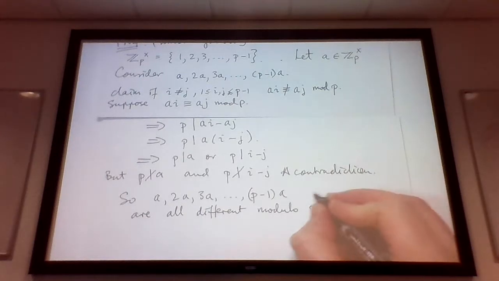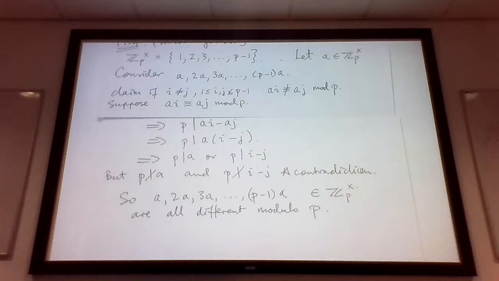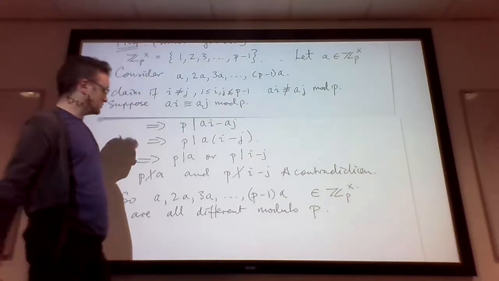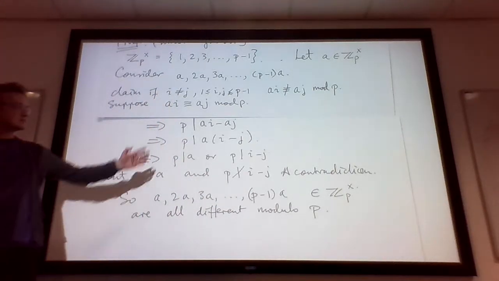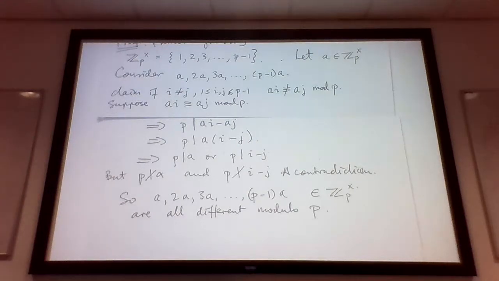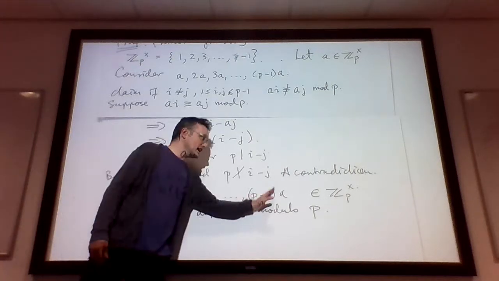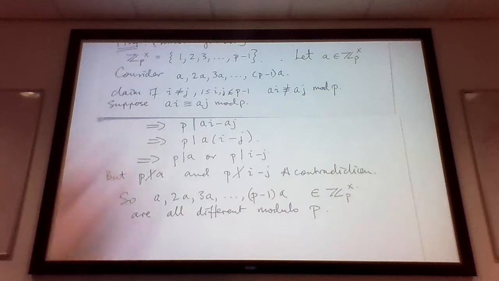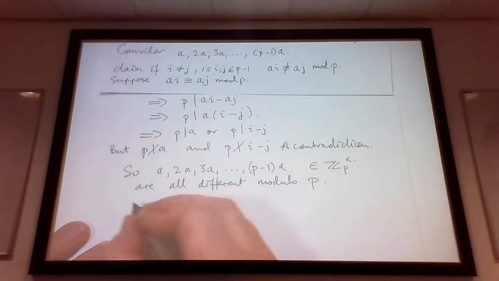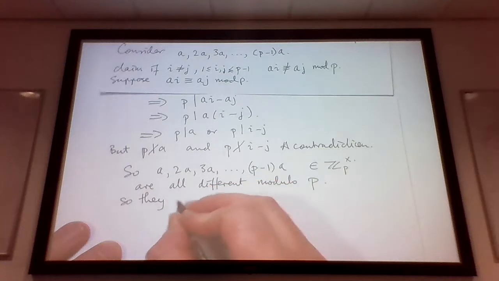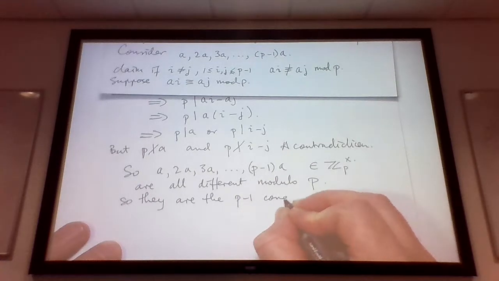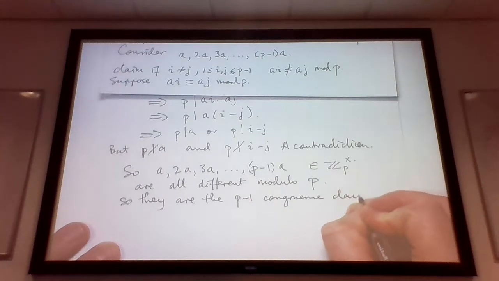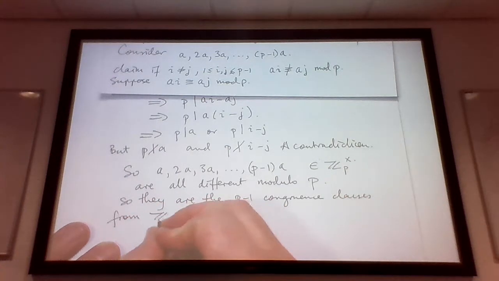But they're all of them in the multiplicative group, because A started in the multiplicative group, and the multiples 1, 2, 3 up as far as p minus 1 are all the elements of the multiplicative group. So each of the products is in the multiplicative group. And how many of them? There's exactly p minus 1 elements. So this must be all of the elements from the group. So they're all different modulo p. They are, in some other mixed up order, the p minus 1 congruence classes from Z_p.